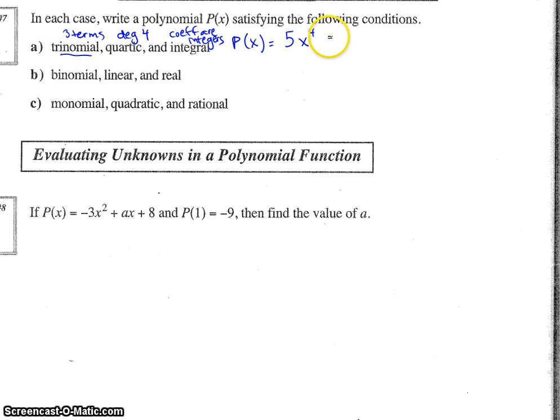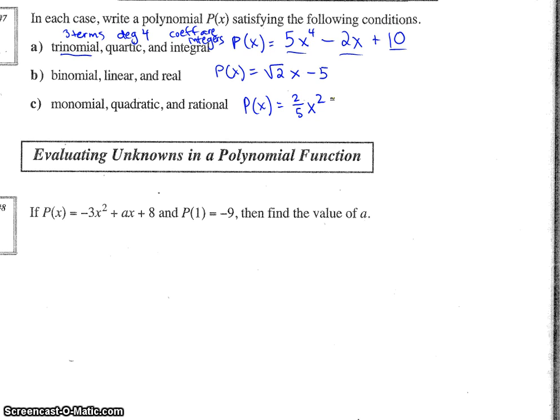So I'm going to throw in, say, a minus 2x, and then I'm going to throw in a constant term, say plus 10. Okay, so I have 1, 2, 3 terms. It's a trinomial. Degree, highest exponent on x, is a 4, and my coefficients are integers, positive or negative whole numbers. Good. Why don't you guys come up with a polynomial, and our answers aren't going to be the same, but as long as they satisfy these 3 conditions that are given for B and C. Okay, pause your video and give that a try.